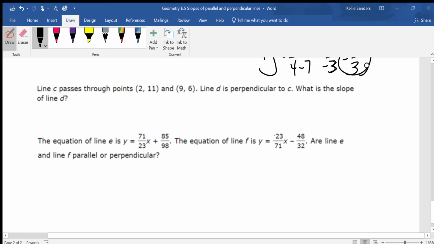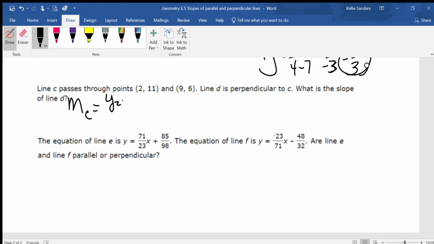Line C passes through the points (2, 11) and (9, 6). Line D is perpendicular to C. What is the slope of D? So the slope of C is y2 minus y1 over x2 minus x1. I did not break out into a sweat by writing down those four letters and four numbers, okay? It's okay to write it out every single time, especially if you know that you're the type of person that can't remember it very well. If you write it down, you're more likely to remember it.